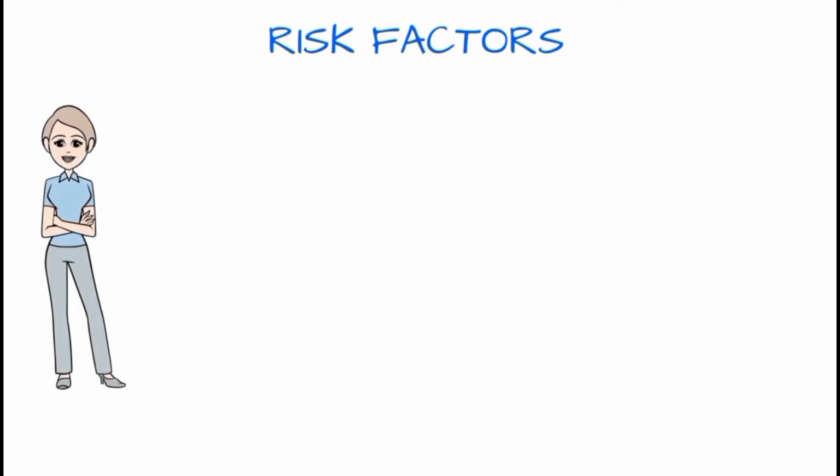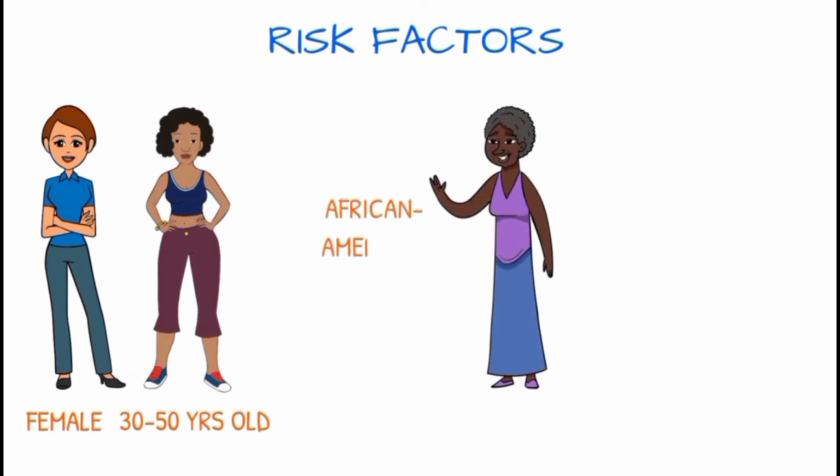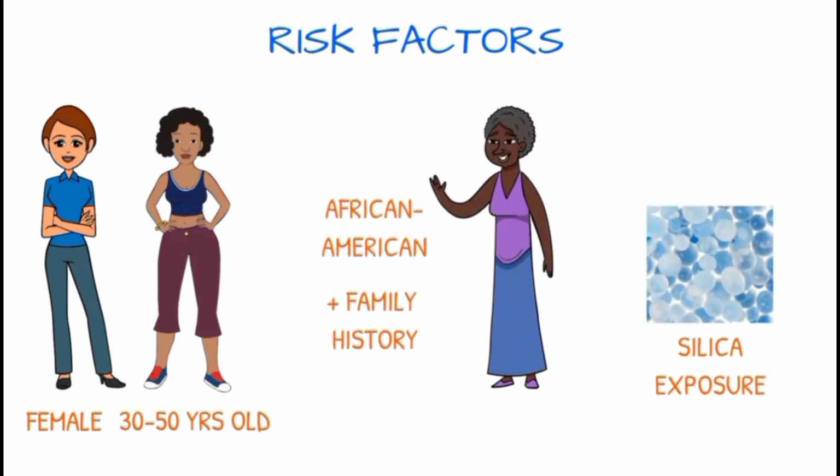Risk factors for scleroderma include being of female gender, particularly during the childbearing years, age 30 to 50 years old, African American, a positive family history, and silica exposure.